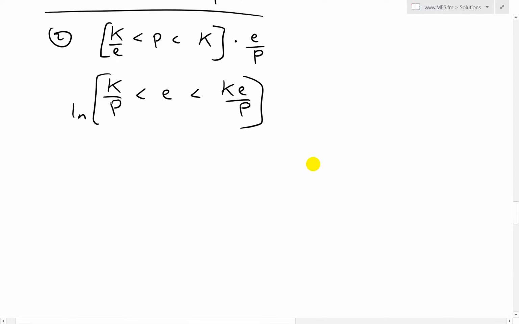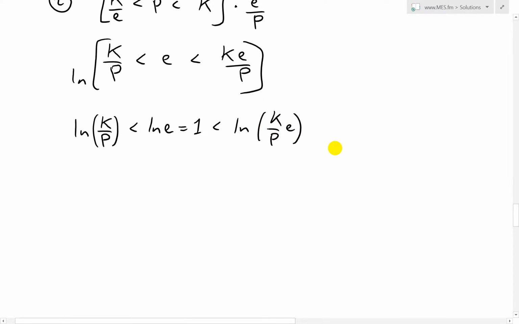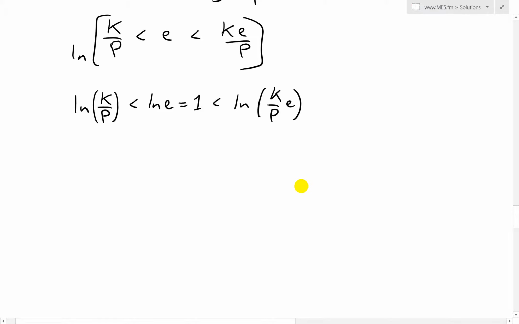Now when we take the ln of everything, we have this ln of k over p. That's the one we need to look at. And then this is again ln of e, which equals 1. And this is less than ln of k e over p. So this means that ln k over p is less than 1. So this means that ln k over p minus 1 is less than 1 minus 1, less than 0.